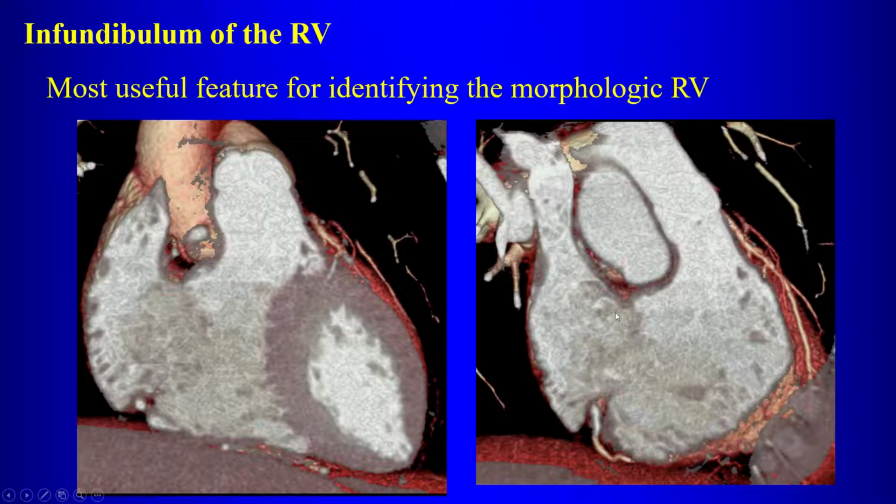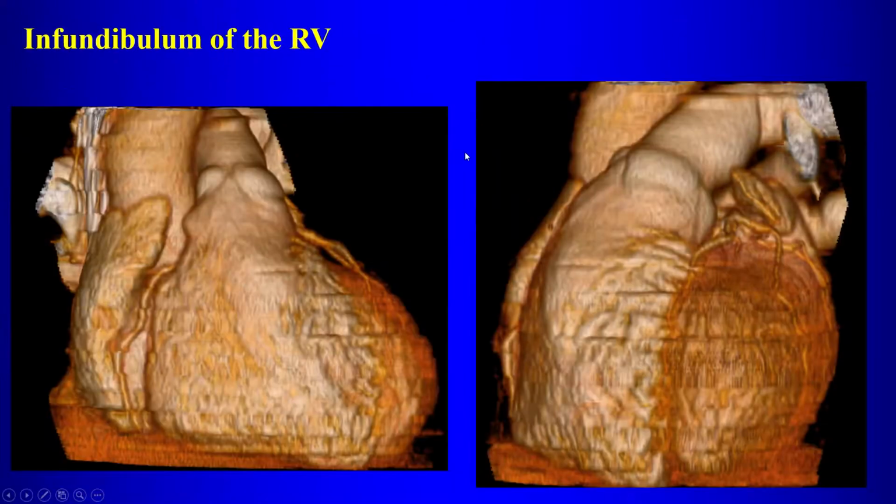So for the morphologic right ventricle, separation between the inflow valve and the outflow valve, and the outflow tract of the right ventricle is called the infundibulum. And then here on the volume rendered views, you can see that muscular outflow tract of the right ventricle is the infundibulum separating the inflow valve from the outflow.